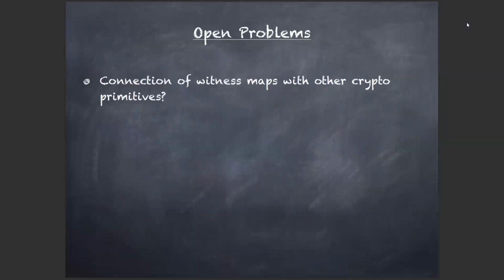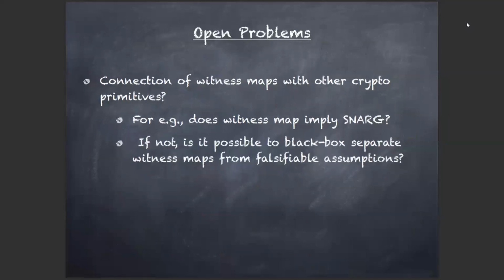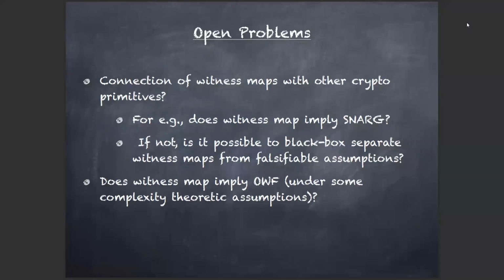It will be interesting to explore witness maps and other cryptographic primitives and how they connect with each other. For example, does witness map imply SNARKs? I've shown in the diagram that SNARKs imply witness map, but we don't know about the other direction. Well, even if not, is it possible to black box separate witness maps from falsifiable assumptions? Also, this is interesting: does witness map imply one-way functions under some complexity theoretic assumption, for example NP not equal to RP?